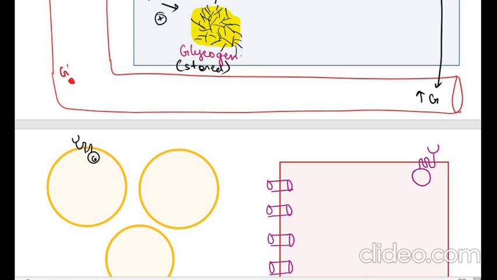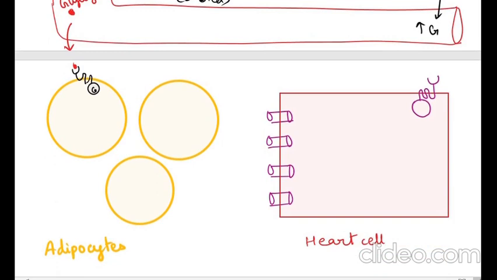So again, we have this glucagon in the blood. It will go and work on this. What is this? These yellow cells are adipocytes, that means the fat cells. Now within the adipocytes, again we have a GPCR, G protein bound to GTP, which will go and activate the effector protein adenylyl cyclase, which will convert ATP to cyclic AMP, which will activate protein kinase A.